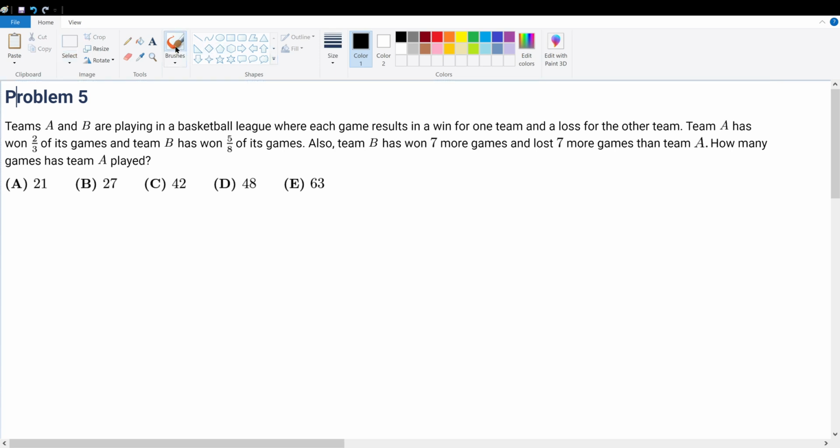Problem 5. Teams A and B are playing in a basketball league where each game results in a win and a loss for each other team. A has won 2/3 of his games and B has won 5/8. B has won 7 more and lost 7 more games than A. We're trying to find the number of games that A has played.